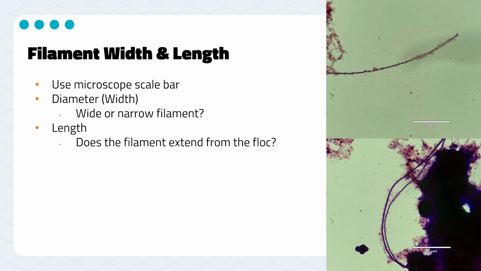And so what we can do under the microscope is we use the small scale bar. In the images you can see here, that's identified as a 40 micrometer scale bar. We can generally use that to track how long a filament is, how wide it is, and you can use those estimates to help you identify that filament.